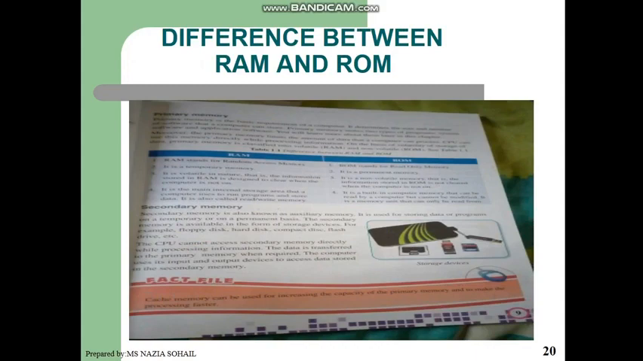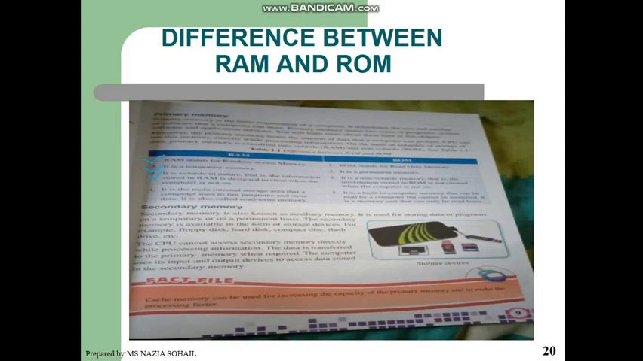What is the difference between RAM and ROM? Let's understand the difference between RAM and ROM. RAM stands for random access memory, while ROM stands for read only memory. That is the first difference. Second, RAM is a temporary memory, while ROM is a permanent memory. Number 3, RAM is volatile in nature.